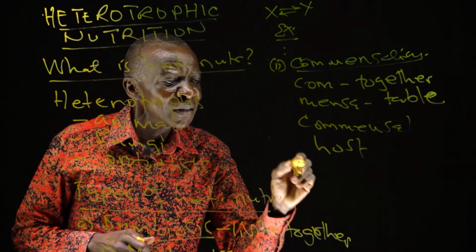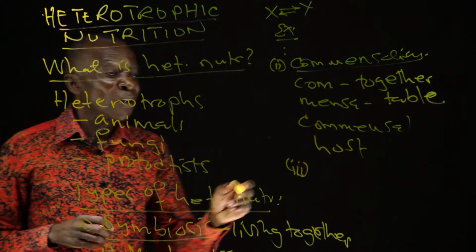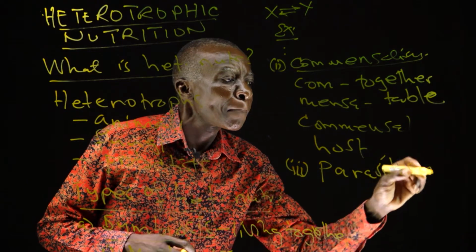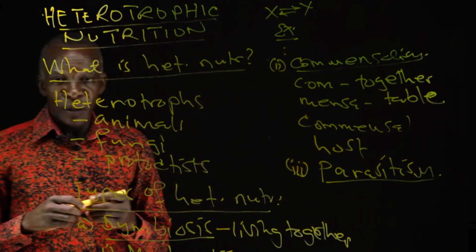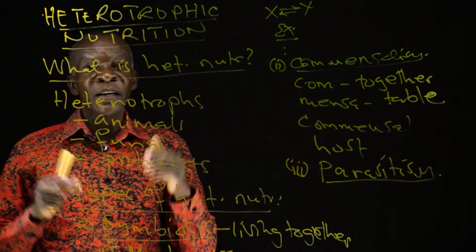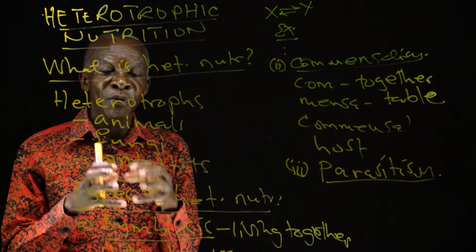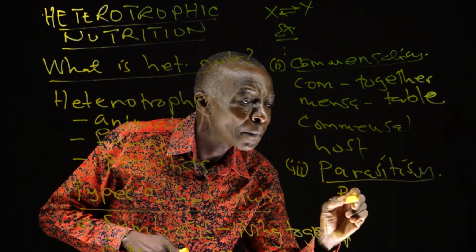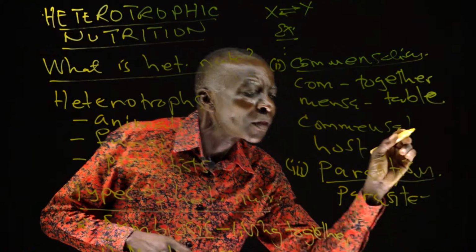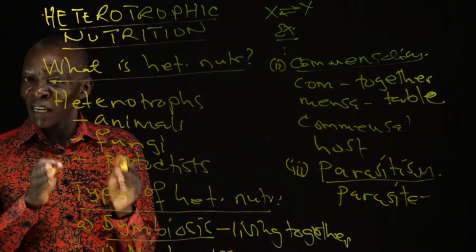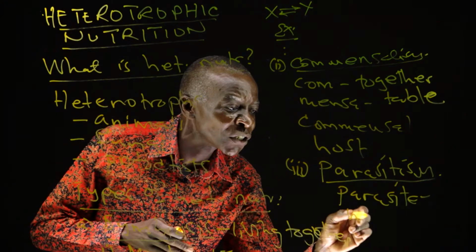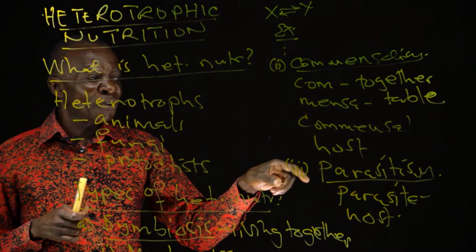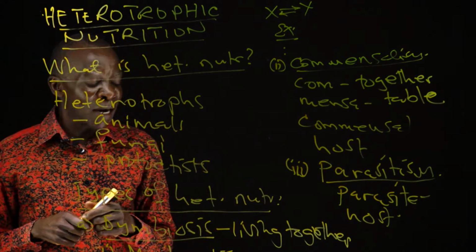The third type, we have parasitism. In this case, again, we have an association of two organisms of different species. One, I mean the parasite, is benefiting. The parasite benefits, but the host suffers negative consequences for the presence of the parasite.